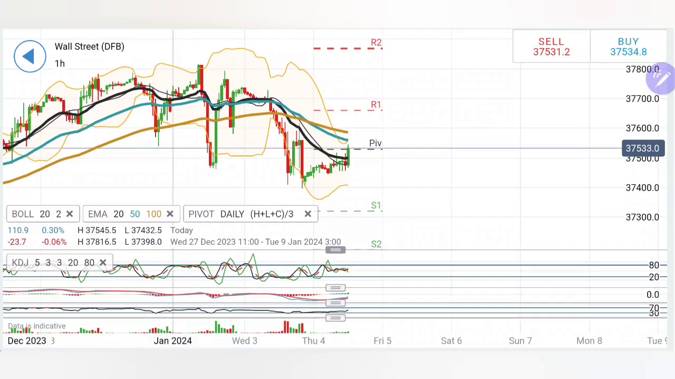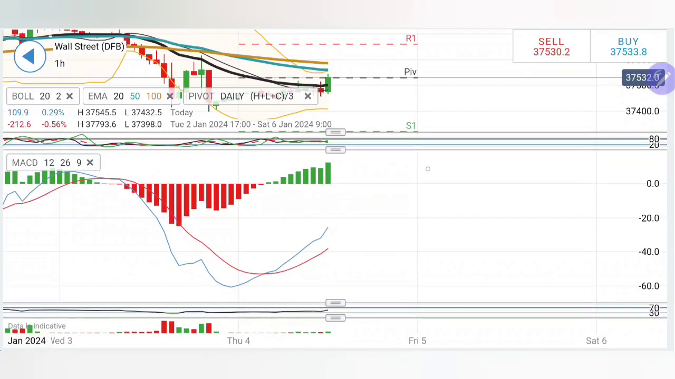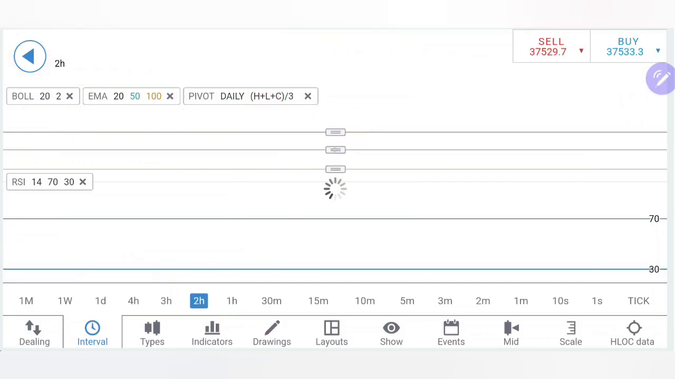But right now it is retracing. We are seeing fewer candles with greater support at 37,450. Stochastic rising, MACD is divergent, MACD is bullish looking upwards, RSI is rising as well.